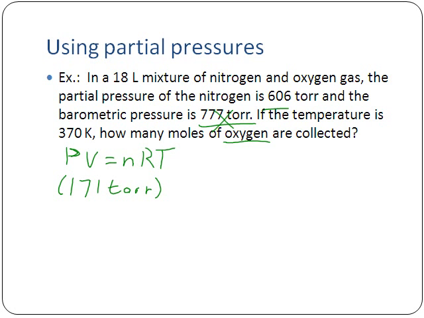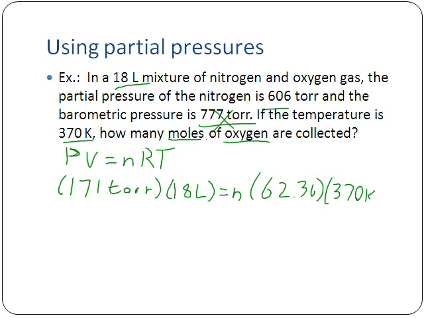times the volume of the gas, which we're told is 18 liters, equals N, the number of moles. That's what we're looking for. How many moles? Times the R, which for the units we're using here, 62.36. And then our last one would be the temperature. The temperature is 370 K. It's already in Kelvin, so we don't have to convert any. So 370 K right here.